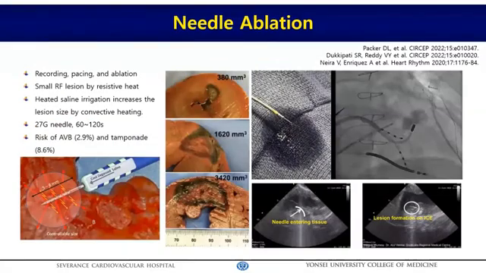Another option for intramural VT ablation might be needle ablation. A 27 gauge needle with warm saline irrigation RF generates a huge intramural lesion like this. However, a recent proof of concept pilot study shows a relatively high complication rate.